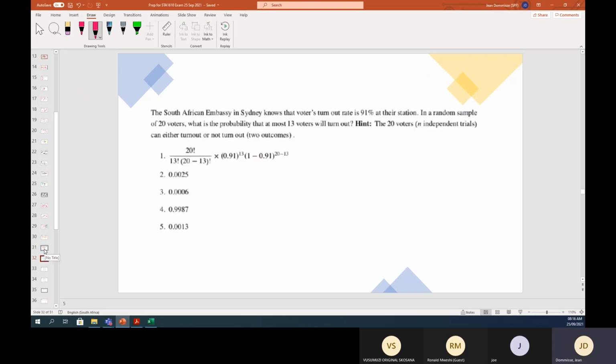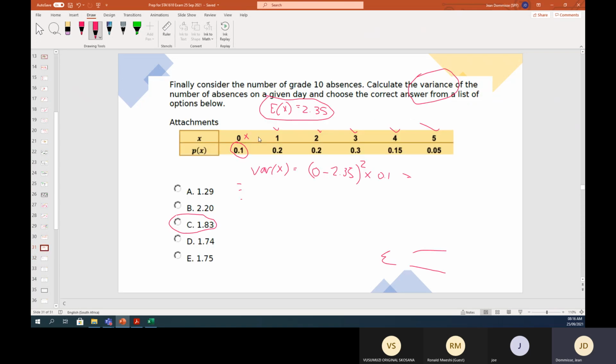Okay, so before we go into the next set of probabilities, any questions up until this point? No. Cool. Okay, so let's go into the next set of questions. So let me just move that along.